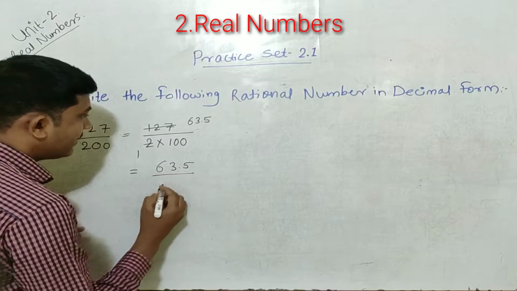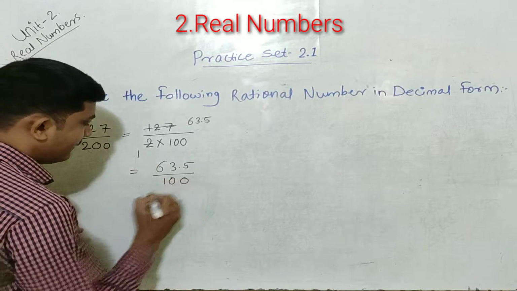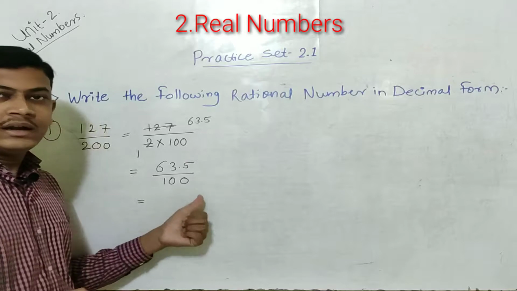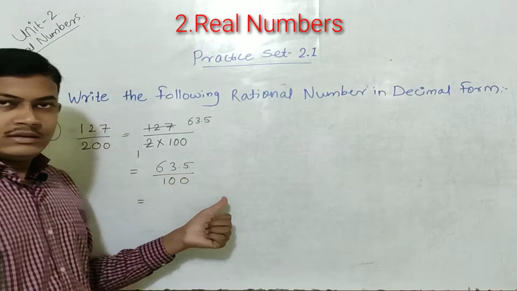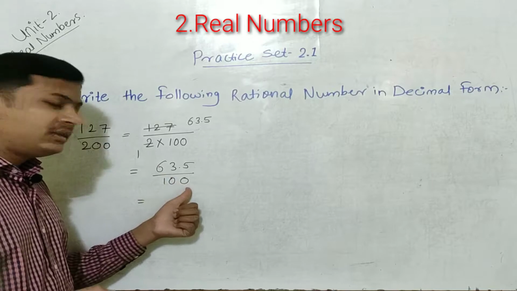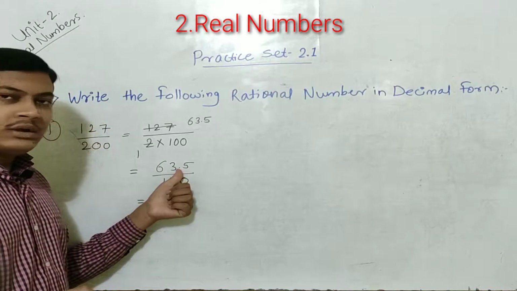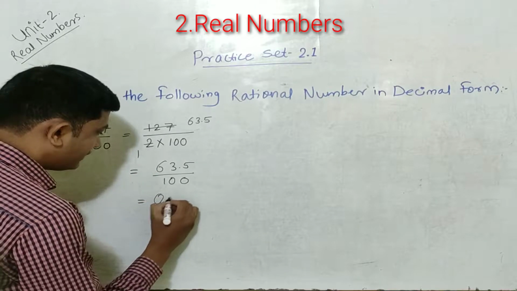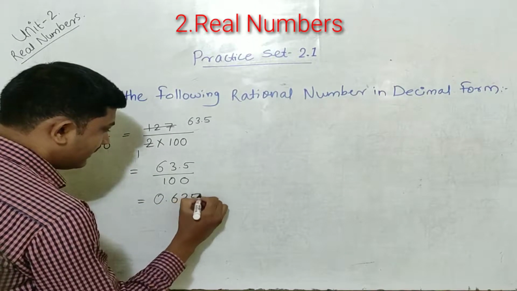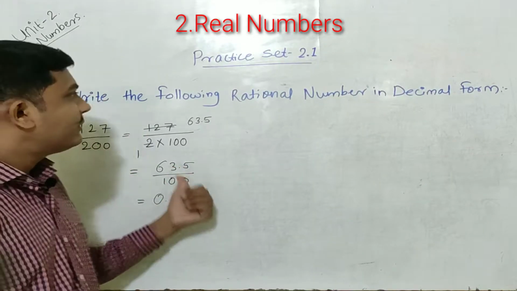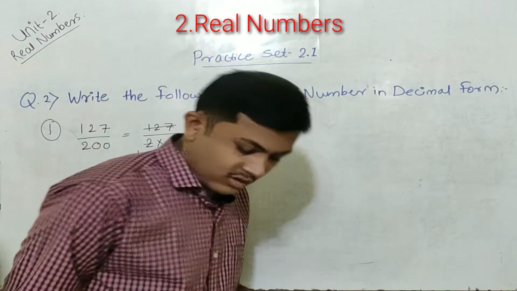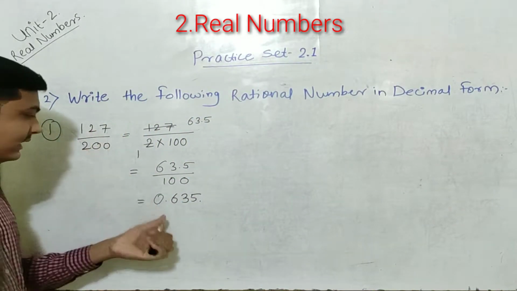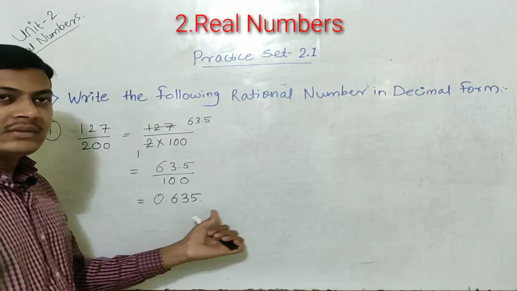So it is 63.5 divided by 100, and we know that if the denominator is a multiple of 10, 100 or 1000, the division becomes simple. Here 2 zeros are there, so the decimal point will shift 2 digits to the left side. It will be 0.635. So the decimal expansion of the rational number 127 upon 200 is terminating, that is 0.635.